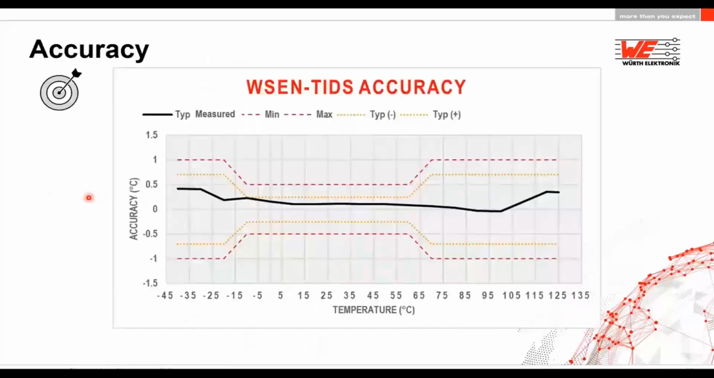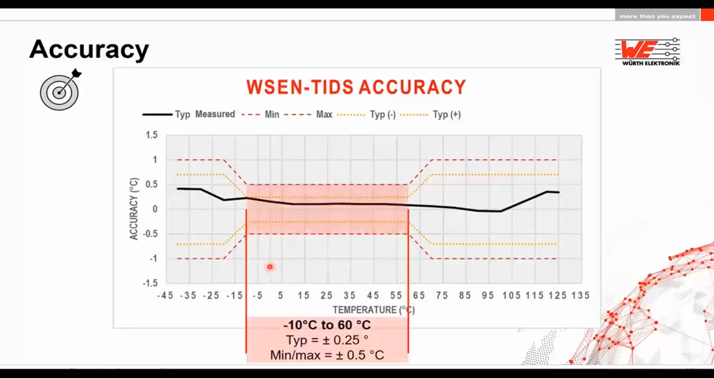Here is a typical curve of the accuracy of the temperature sensor, which was measured in our labs from -40 to 125 degrees, where you see the accuracy between -10 and 60 degrees is better than 0.25 degrees, and where you see the measured temperature curve in this temperature range as well.